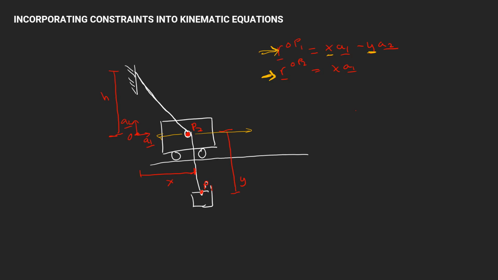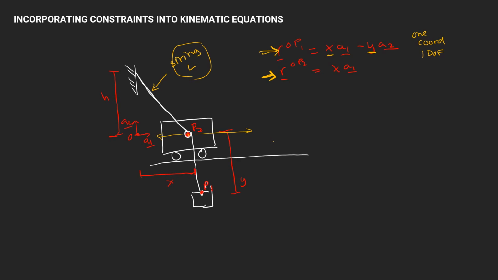So if I move this point P2, that will change. So if I change this x, it's going to change y, and that's because x and y are related through this string, which has a length L. And so we need to incorporate this kinematic constraint imposed by this string here in order to properly write this position vector in terms of only one coordinate, right? One coordinate because it only has 1 degree of freedom.